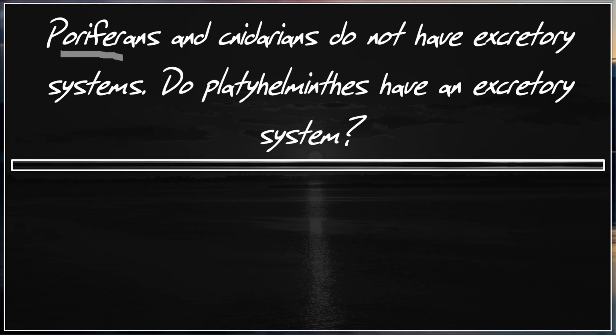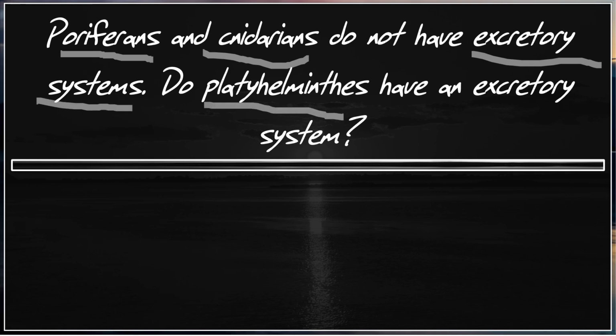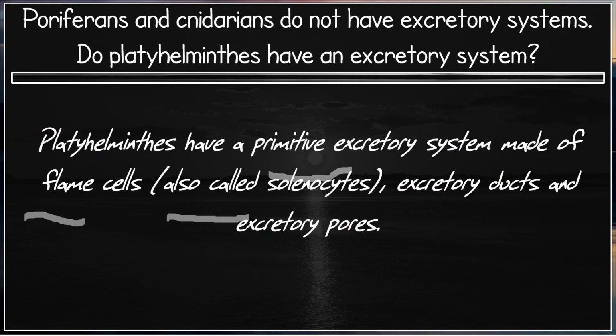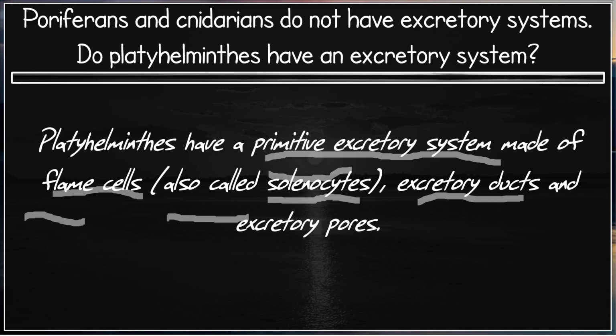Platyhelminthes and Cnidarians do not have excretory systems. Do Platyhelminthes have an excretory system? Platyhelminthes have a primitive excretory system made of flame cells, also called solenocytes, excretory ducts, and excretory pores.